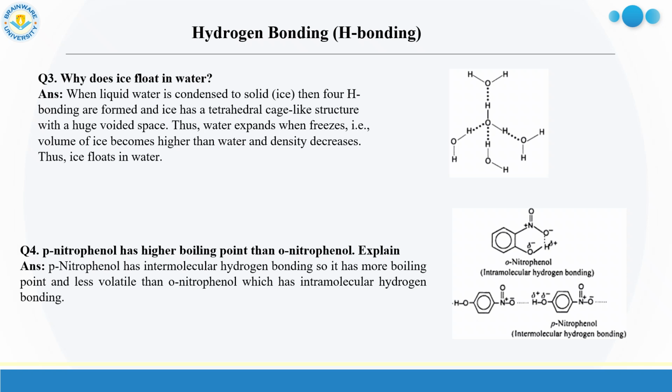para-nitrophenol molecule and the oxygen of the nitro group of another para-nitrophenol molecule. So this is the pictorial representation of intramolecular hydrogen bonding and intermolecular hydrogen bonding.